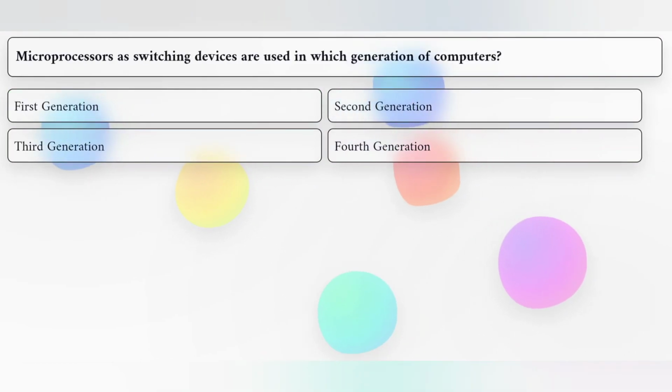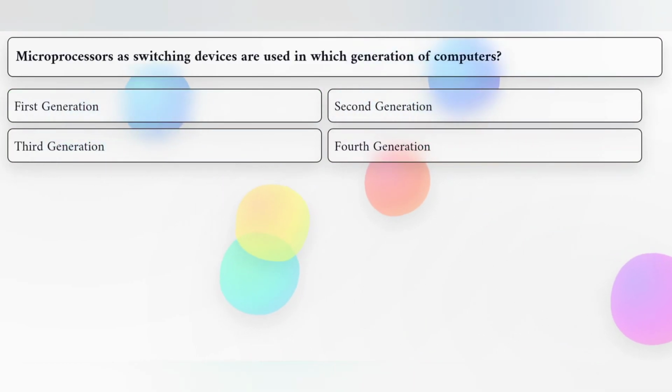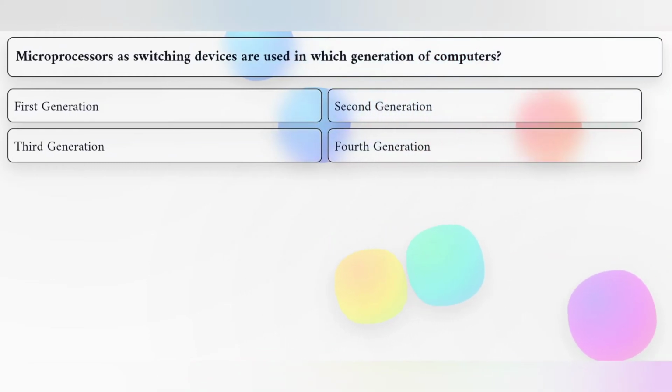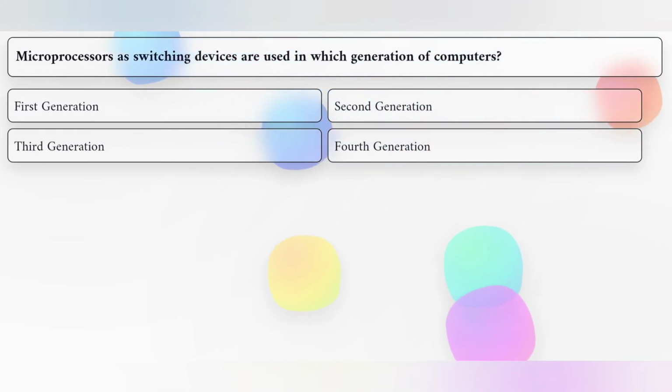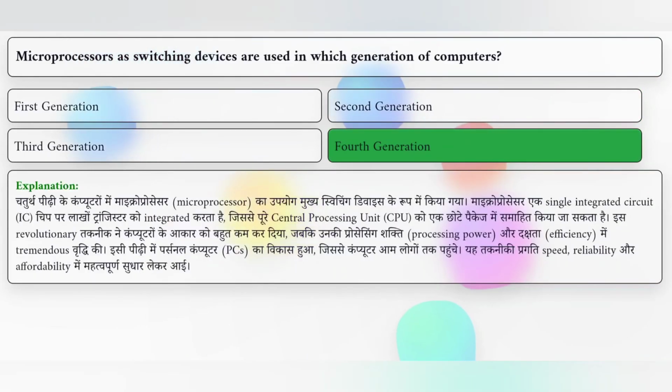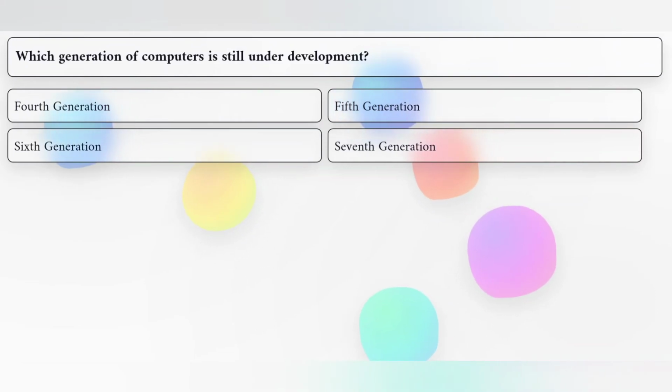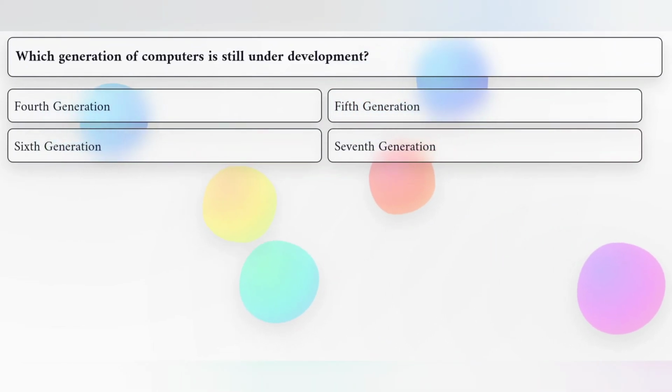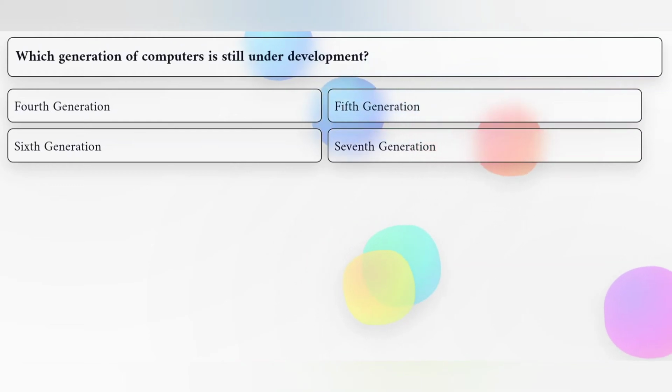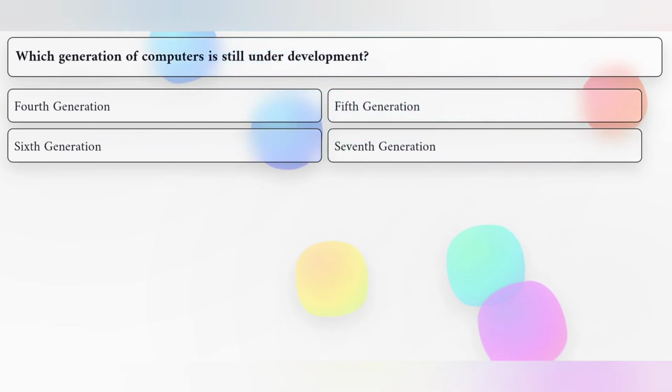Microprocessors as switching devices are used in which generation of computers? First generation, second generation, third generation, fourth generation. Which generation of computers is still under development? Fourth generation, fifth generation, sixth generation, seventh generation.